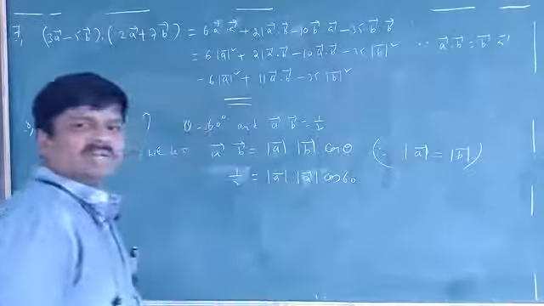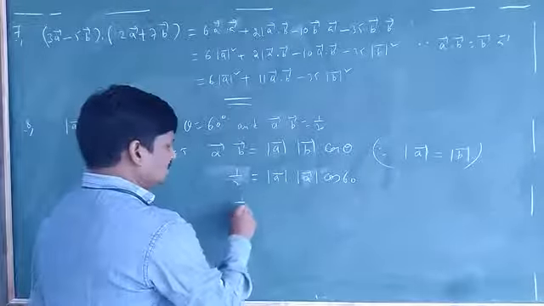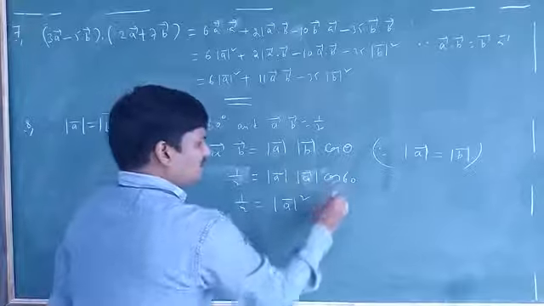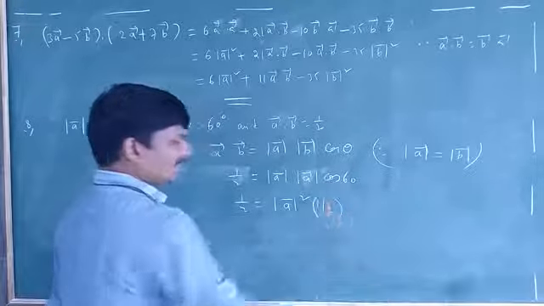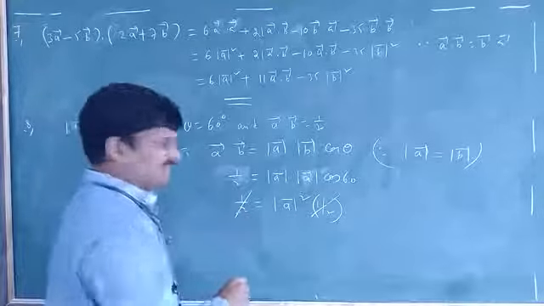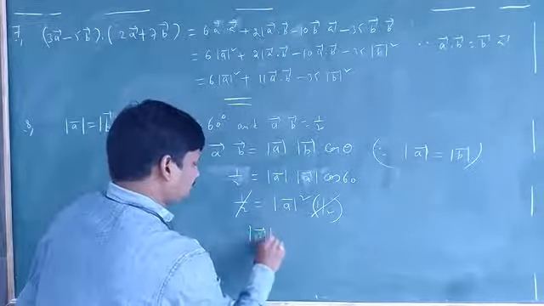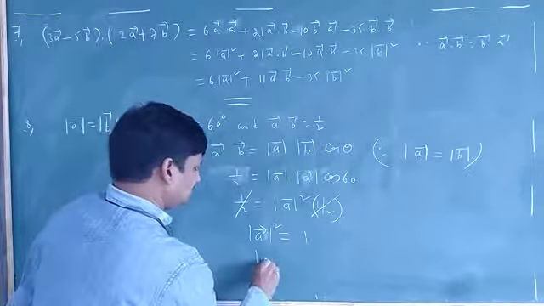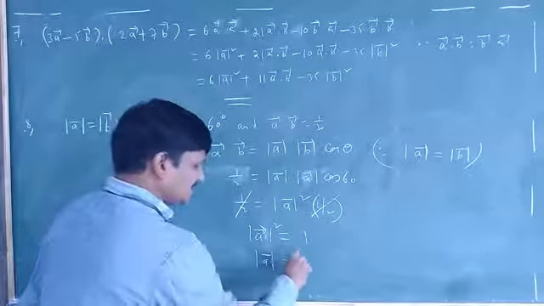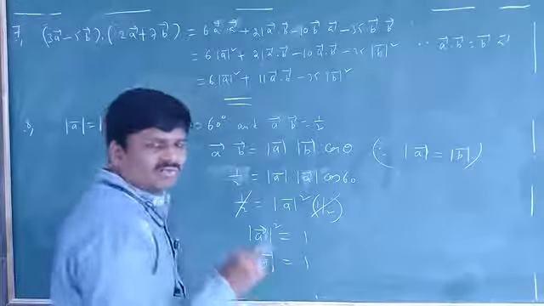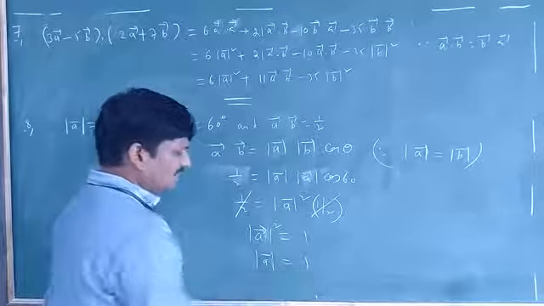Theta means 60 degrees. So 1 by 2 into mod a bar into mod b bar, mod a bar square. Cos 60 means 1 by 2, so the 1 by 2 gets cancelled. So mod a bar square is equal to 1. This implies mod a bar is actually plus or minus 1, you have to take the square root. But modulus is always positive, so mod a is equal to 1.